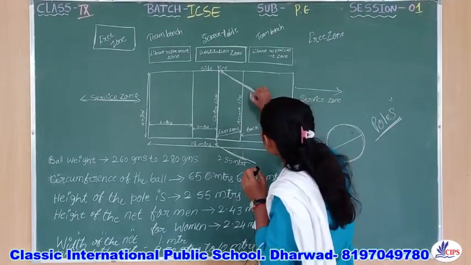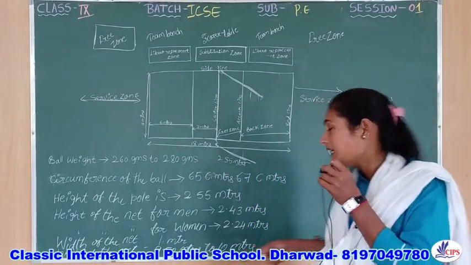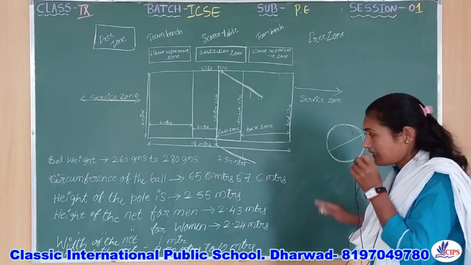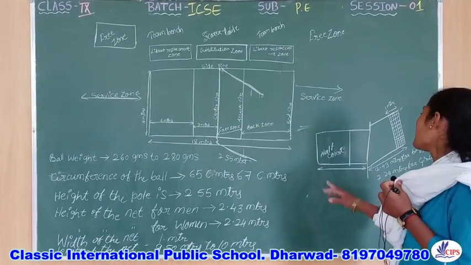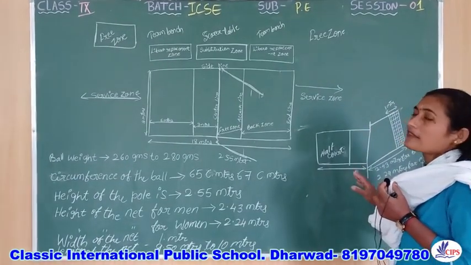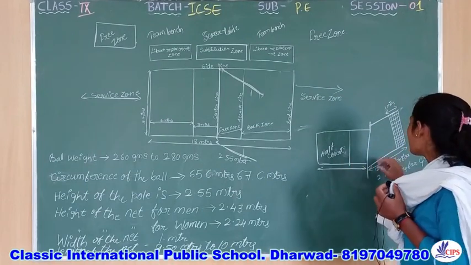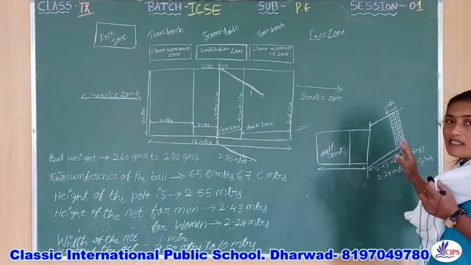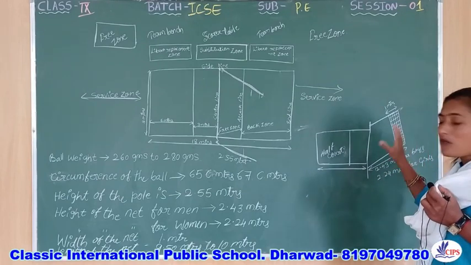Here it will be coming like this. Once again, I'll explain. I'll draw the poles and tie the net and show you clearly. Okay, children, listen to me here. Here I have drawn half court. This is called the center line. Again, this is an attack line. I have drawn the net and poles here. We are going to tie the net to the poles.